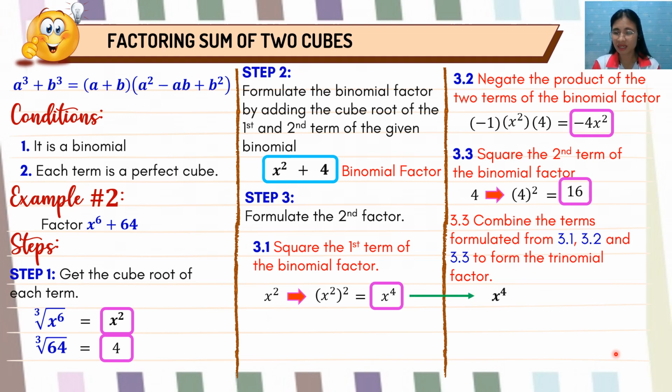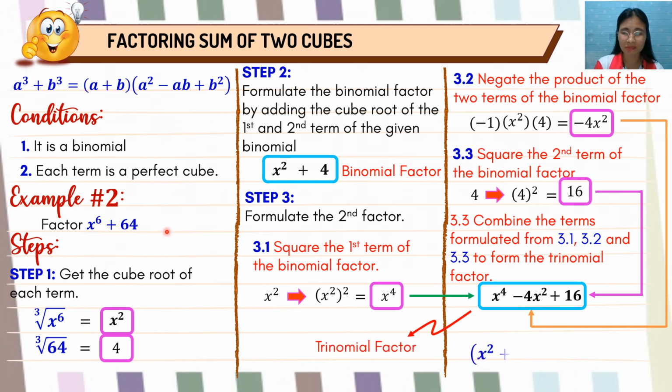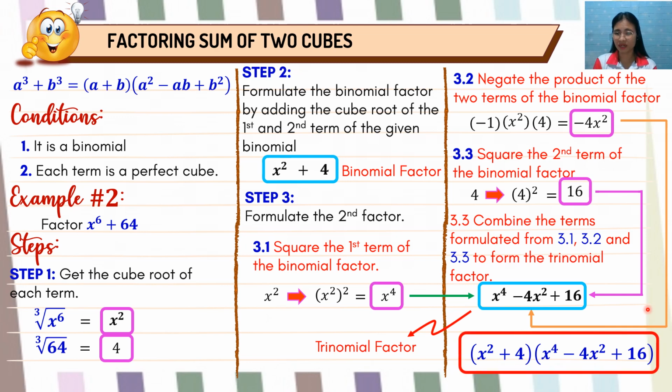So the next thing is to combine, starting with x to the fourth. Next, the second term, negative 4x squared, plus the last term, which is 16. So we now have our trinomial factor. So the factor of x to the sixth plus 64 is equal to the quantity of x squared plus 4 times the quantity of x to the fourth minus 4x squared plus 16. So this is now the factor of our sum of two cubes.